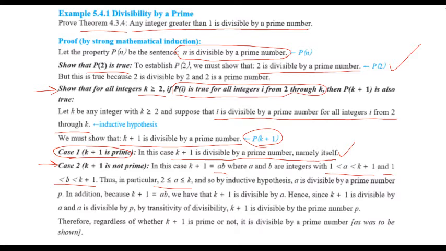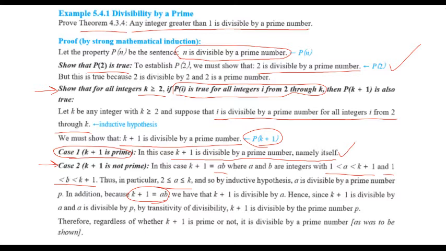So by the inductive hypothesis, we know that a is divisible by a prime number p. Since k plus 1 is equal to ab, k plus 1 is also divisible by a. So k plus 1 is divisible by a, and a is divisible by p. Based on the transitivity of divisibility, we can say that k plus 1 is also divisible by the same prime number that divides a.